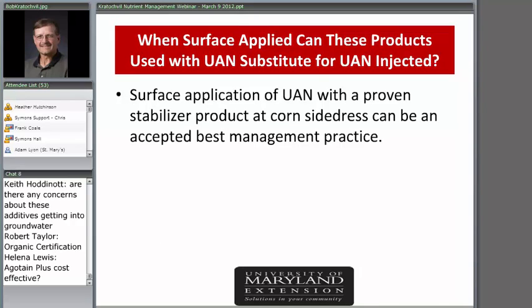Second question, when surface applied, can these products used with UAN substitute for UAN injected, which is the gold standard? Surface application of UAN with a proven stabilizer product, and I should emphasize proven. If a proven stabilizer product is used at corn side dress, it can be and should be an accepted management practice.